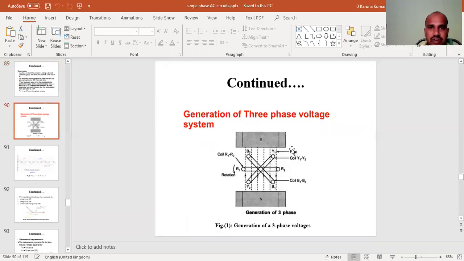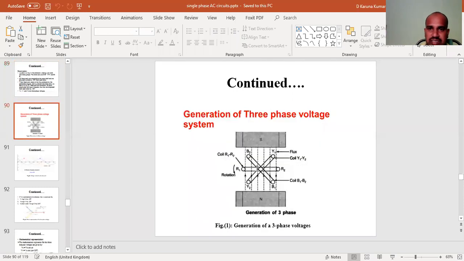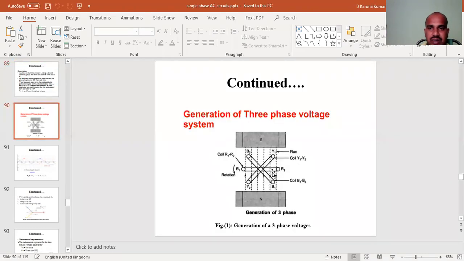This is the generation of three-phase voltage. The armature winding is divided into three groups. The first one is RR, the second one is YY, and the third one is BB. As shown in the figure, the armature winding is divided into three groups: R1 to R2, Y1 to Y2, and B1 to B2. All these coils are mounted in the same slot. They are physically placed 120 degrees from each other, so the difference between each coil is 120 degrees.